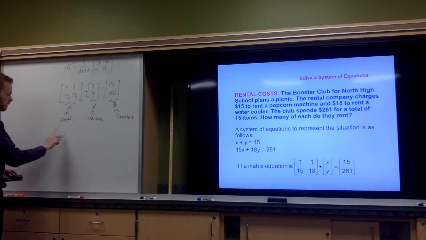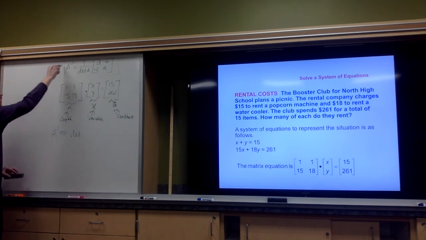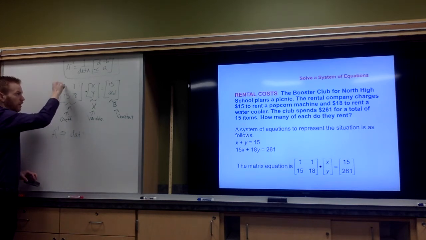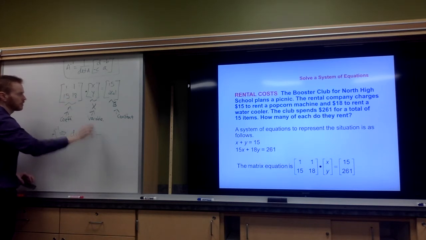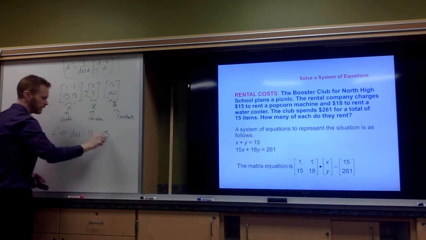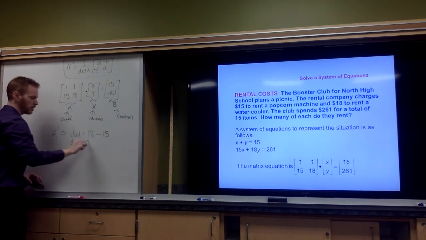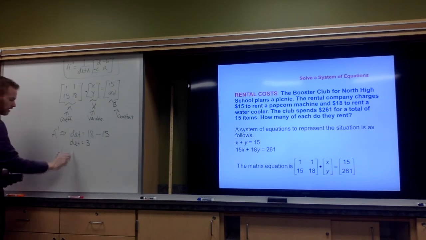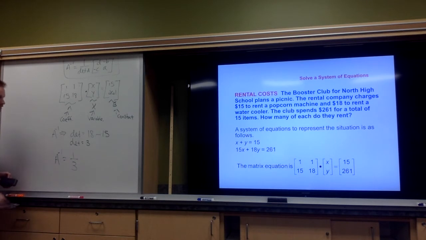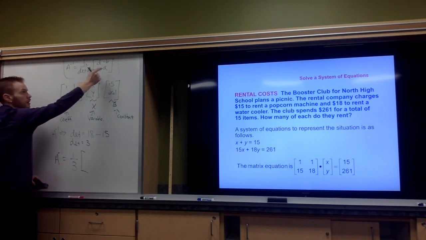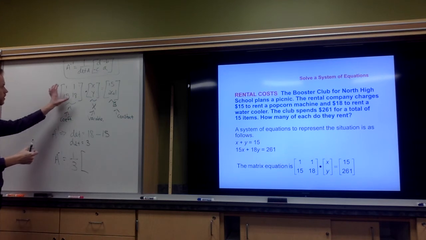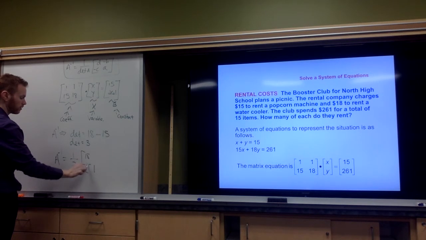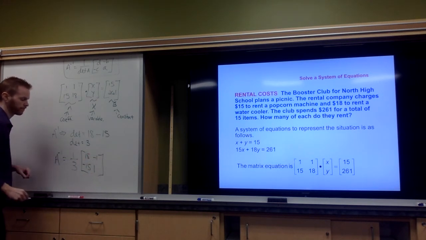Okay, so if I'm going to find the inverse, I need to find the determinant first, right? That's up here. So let's find the determinant of A. So that's going to be what? 1 times 18 is 18. 1 times 15, 15. So the determinant is 3. Okay? All right. So we do 1 over 3 times, okay, now we're going to change the matrix a little bit. So we're going to flip the diagonal. The other diagonal, we change the signs. Just like that.